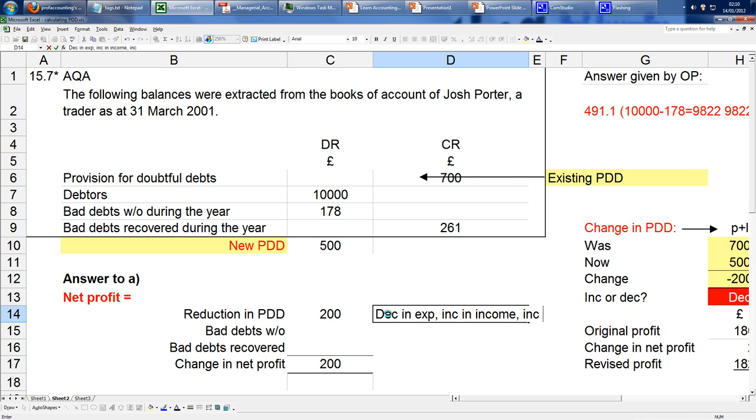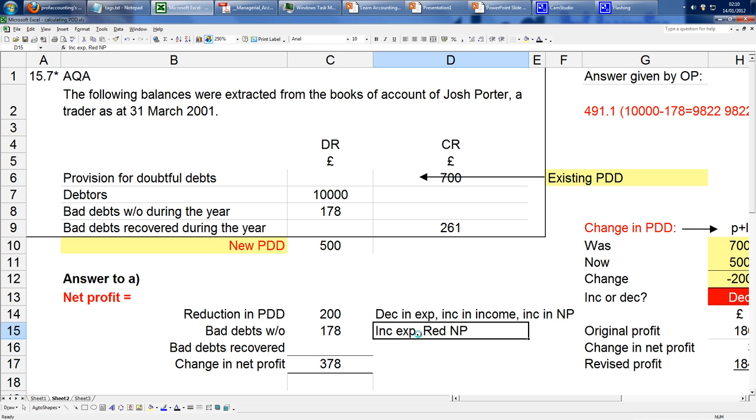I think that was the query, but I'll just finish the question. Bad debts written off now need to be taken into consideration, because the question states it's 178 and that the 178 hasn't been used to calculate the net profit. If we write off a bad debt and now include it for the profit, it's going to increase expenses. An increase in expense is going to reduce net profit. So if we're reducing net profit, that's going to be a minus.